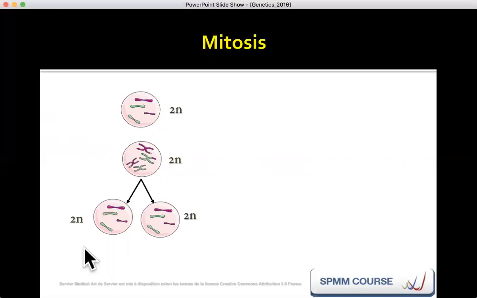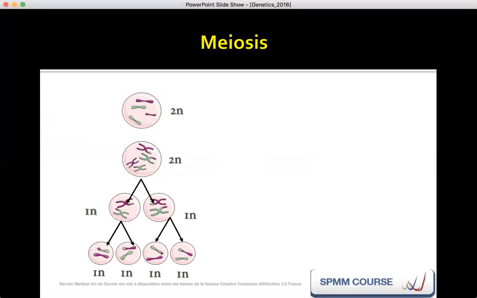There is a brief period when nuclear material is doubled, but that's only a brief period. And the cells actually divide. The daughter cells have the same amount of chromosomes, 2n. So this is called a preserved cell division where there is no reduction in chromosomal numbers. But meiosis is a different story.